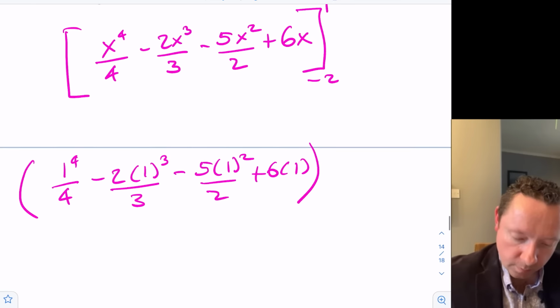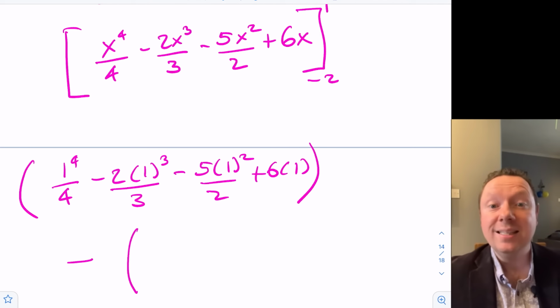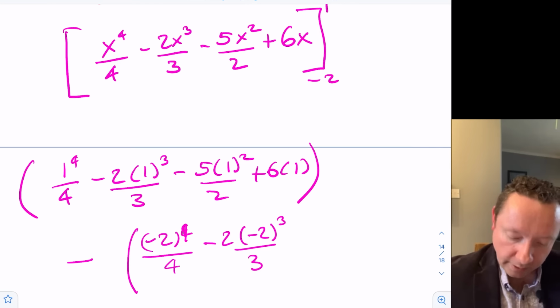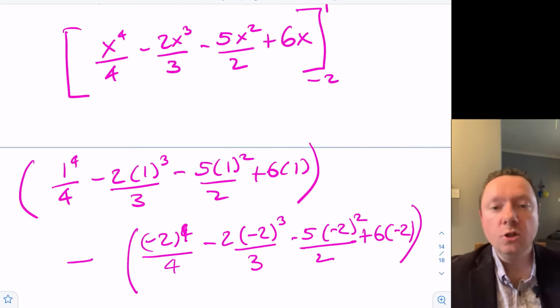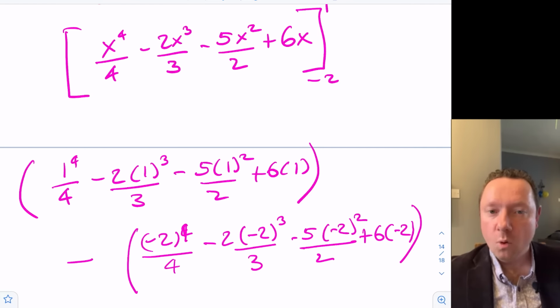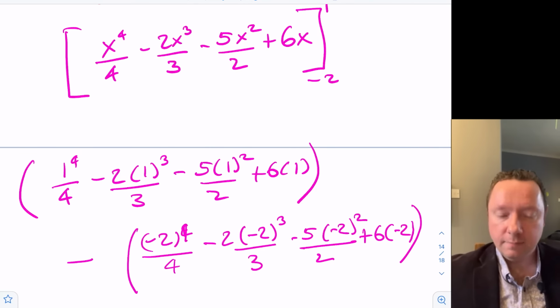Quickly run out of space, so I'll put my minus here and then put in minus 2. We get minus 2 to the power of 4 over 4 minus 2 times minus 2 cubed over 3 minus 5 times minus 2 squared over 2 plus 6 times minus 2. Now usually at this point, depending on the mark scheme, you're only going to get 1 mark, usually more, after you've substituted. So if you get really stuck here, just move on. But let's just try and get it, okay?